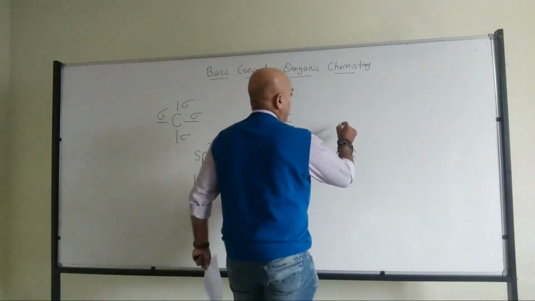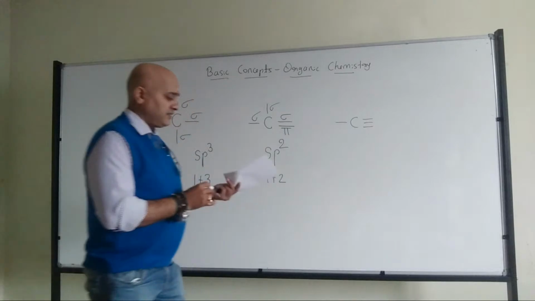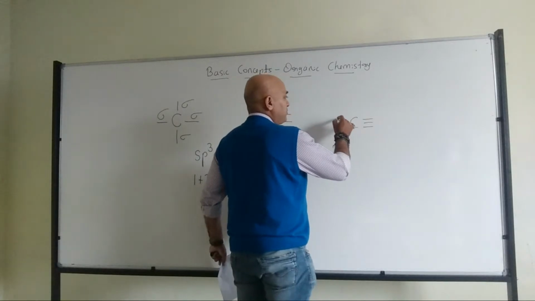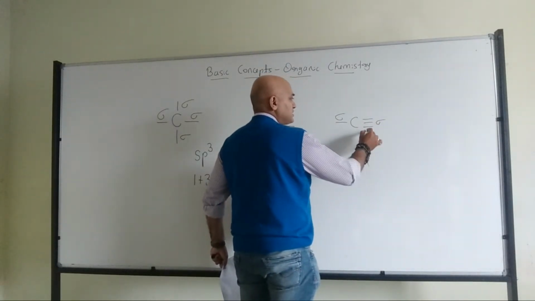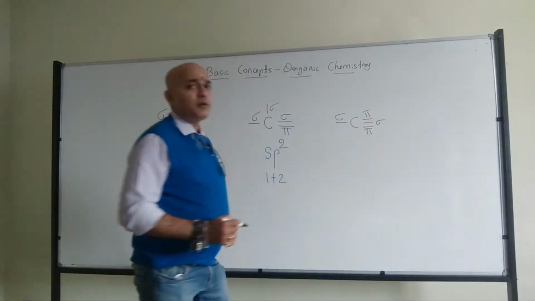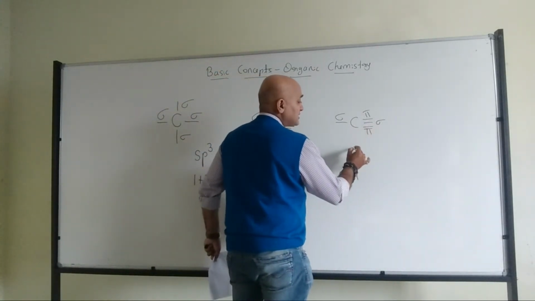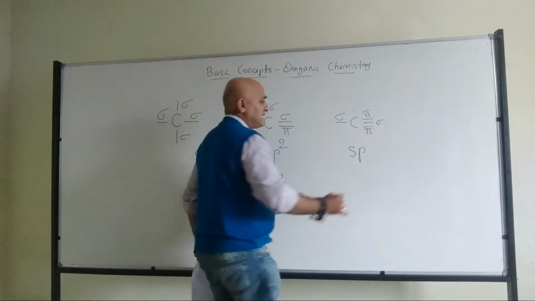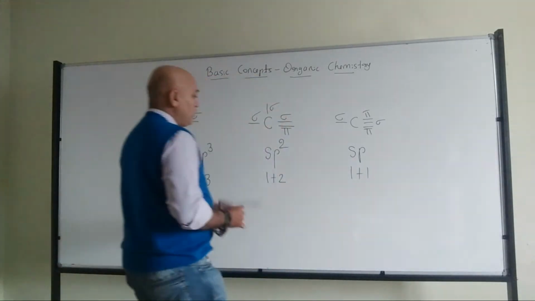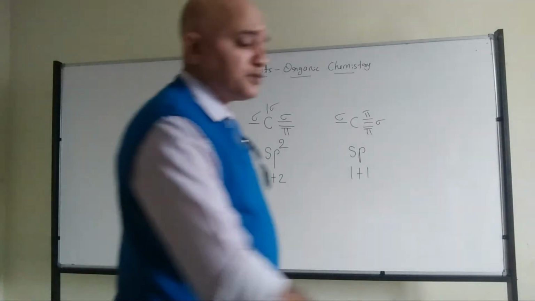Same way, I have a carbon having a triple bond. All of us know that when I am talking about a triple bond, in a triple bond there is 1 sigma bond and 2 pi bonds. Therefore, since there are 2 sigma bonds, I should consider 2 hybridized orbitals, that is s1 p1. So 1 plus 1. Like that we should calculate.